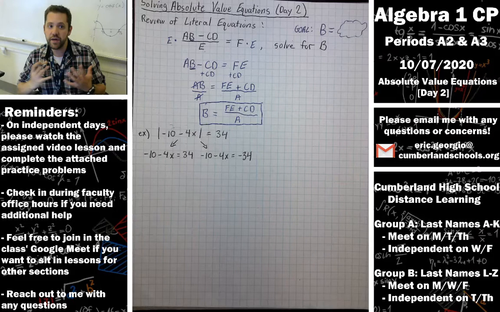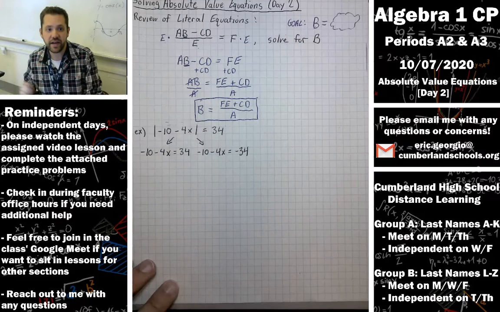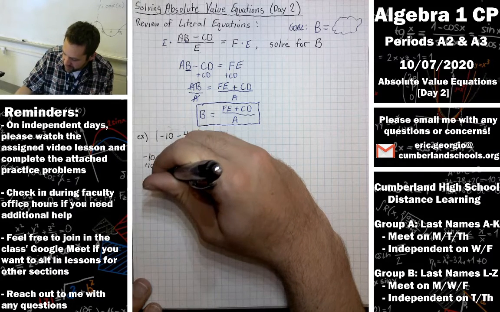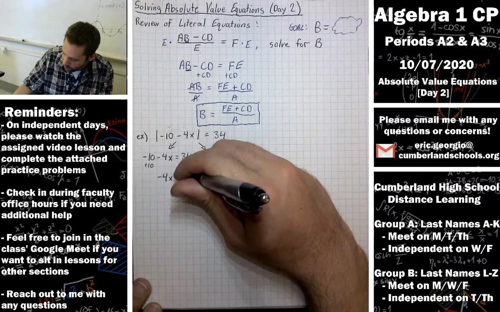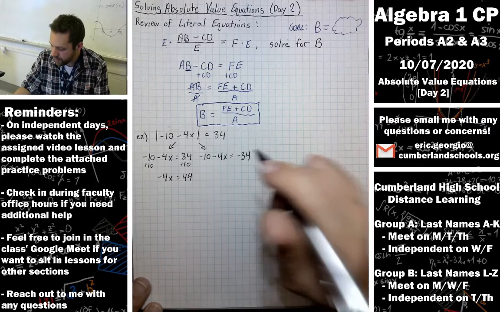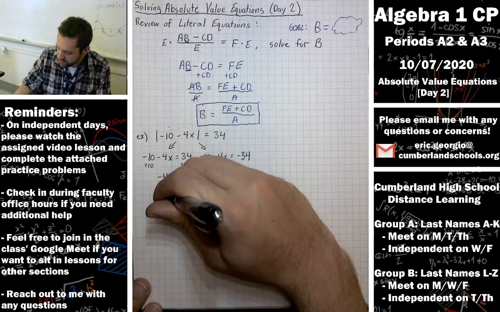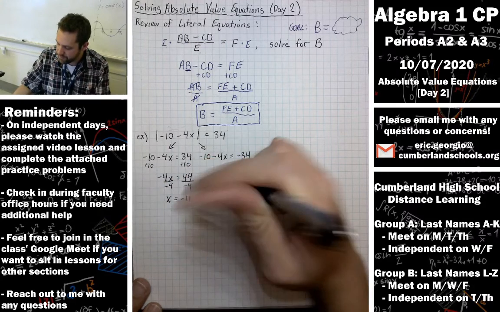So that's why our absolute value splits off into two parts. One to cover the positive case and one to cover the negative case. And now we're just left with two-step equations that we can solve. We do that by adding 10 to both sides. We should be pretty comfortable with this by now. We get negative 4x is equal to 44. That's 34 plus 10. Divide both sides by negative 4 to undo that multiplication. Gives us x equals negative 11 for our first solution.